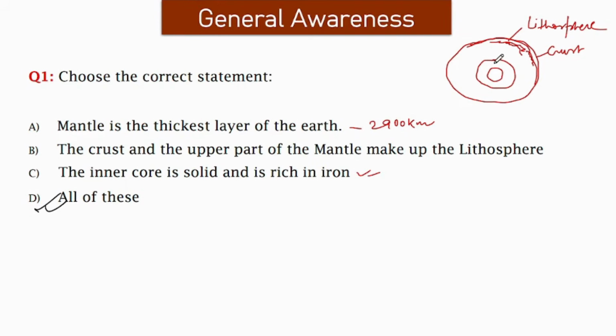The inner core is solid and is rich in iron. See, the outer core is liquid, but the inner core is solid. Surprise? If you know why the outer core is liquid but the inner core is solid, mention that in the comment section. But the right statement is, the inner core is solid and is rich in iron. So the answer is all of these. All of these statements are correct. Let's move on to the second question.